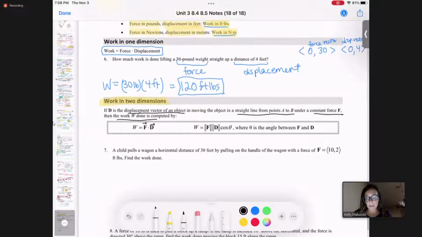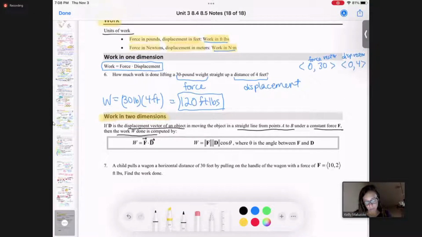And notice that I did this on purpose a little bit. If you look at these vectors that I wrote here, suppose I called this one F and this one D, if I did the dot product of F and D, it would be 0 times 0 plus 30 times 4. And that's exactly what we got, right? But in one dimension, we just multiply because the other component is 0. But when we're in 2 dimensions, we need to use both components.